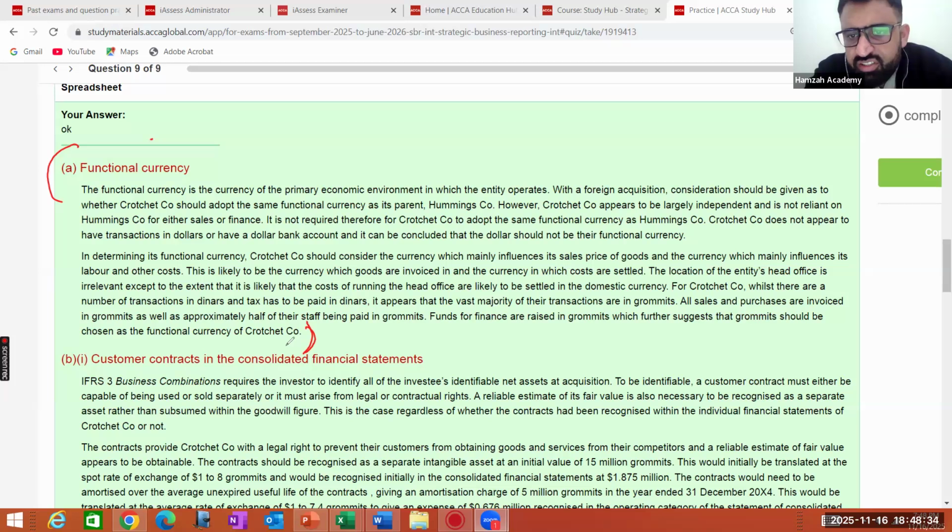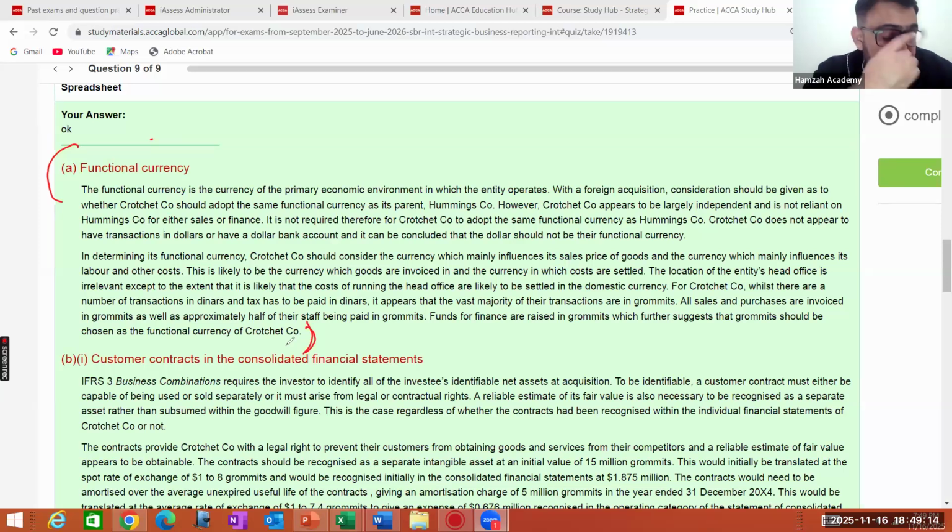So first of all, they are defining the functional currency, and then with the foreign operation, they are considering whether the Hamming currency could be the functional currency of the C, the subsidiary. In order for that, the subsidiary company should have a dependency on a parent company. Like it should not be an autonomous company. They may be dependent for financing need on their parent company. But here in this case, no such thing. So we conclude that dollar is not the functional currency.